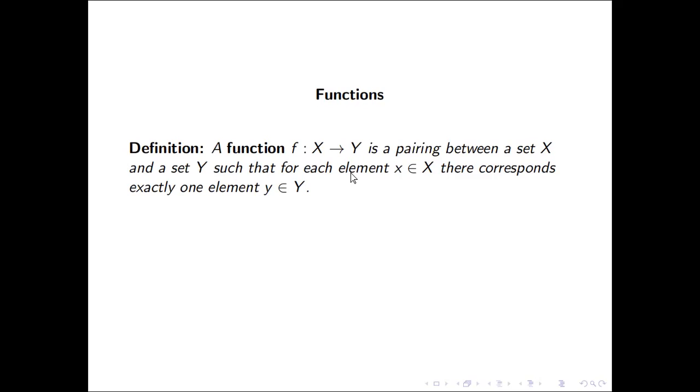the following condition. For each element of X, which we may denote by small x, there corresponds exactly one element y in the set Y. So it is from the set X to the set Y, not from the set Y to the set X. And each element in the first set X has a pair, and that pair will come from the other set Y. And the rule is each element in X has only one element in Y corresponding to it, paired to it, matched, associated to it. So that's the definition of a function.